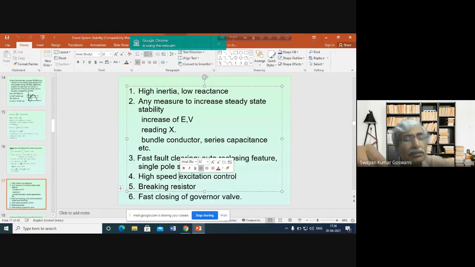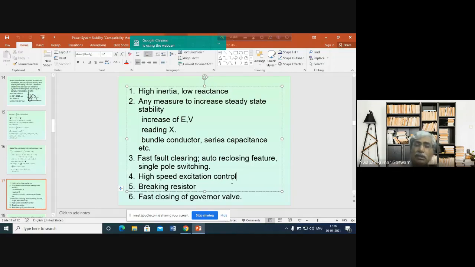And this excitation control is very fast. Why is this very fast? Because nowadays these are controlled by electronic controllers. Okay, so they are very fast, and since they are very fast, they can help the system in maintaining the stability also. So high speed excitation controls are very useful in maintaining the transient stability of the power system.